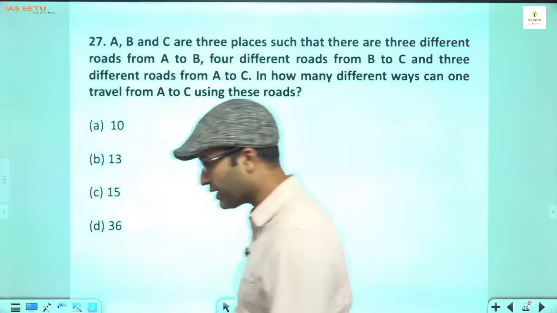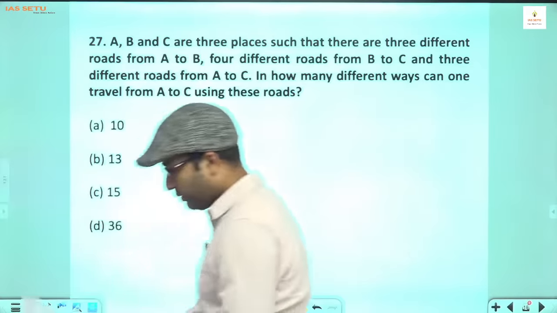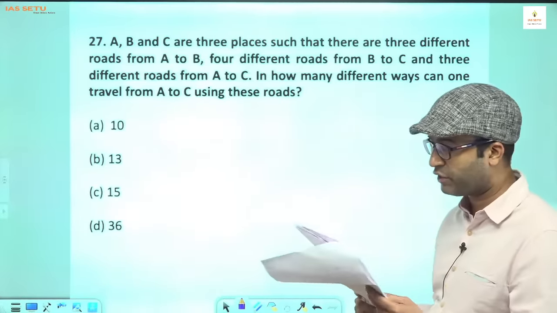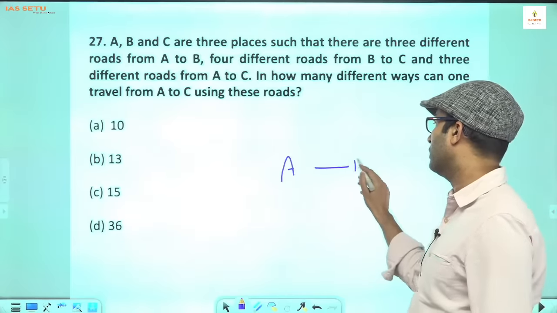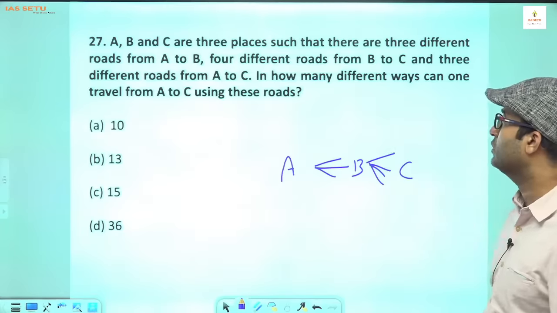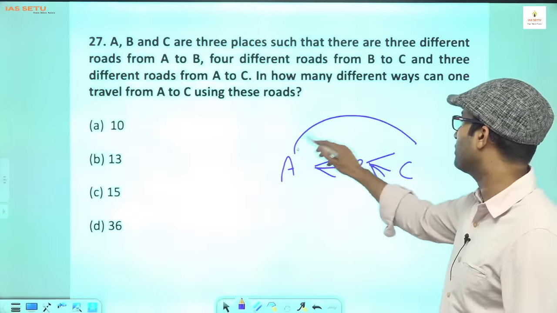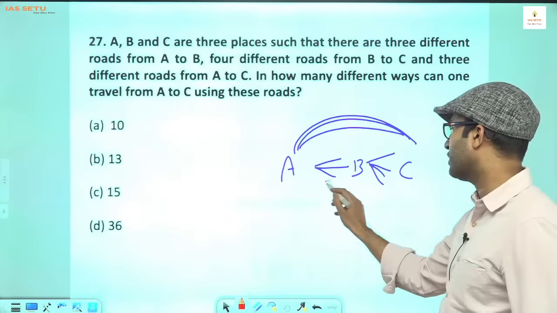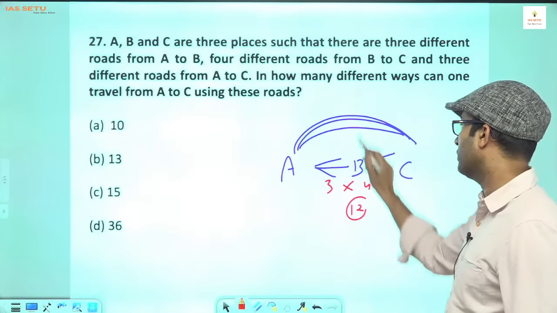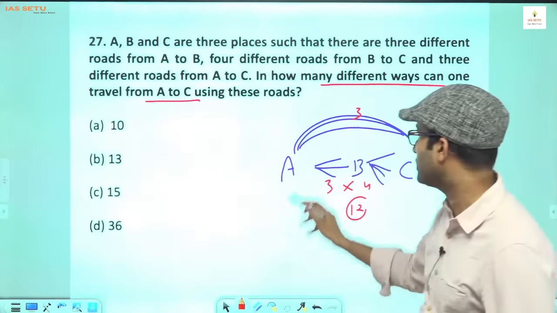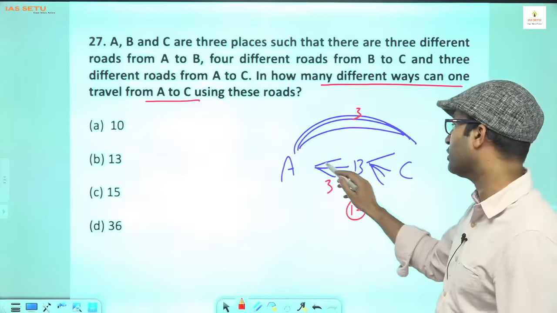Question number 27. A, B, C are 3 places such that there are 3 different roads from A to B, 3. From B to C there are 4 and A to C there are 3. So here the rule is when you go this way, 3 into 4 is 12, plus 3. So in how many different ways can one travel from A to C?